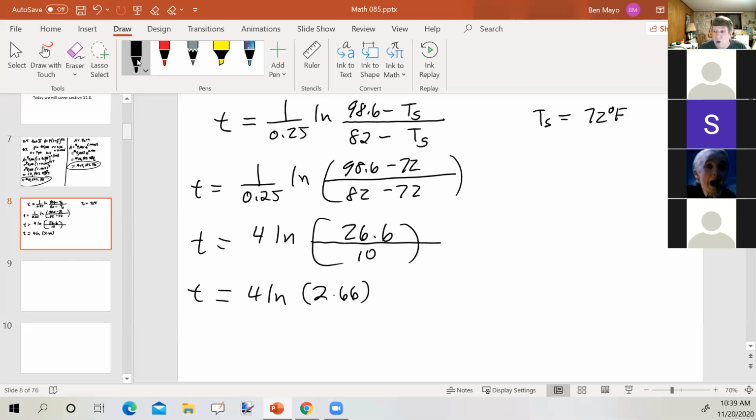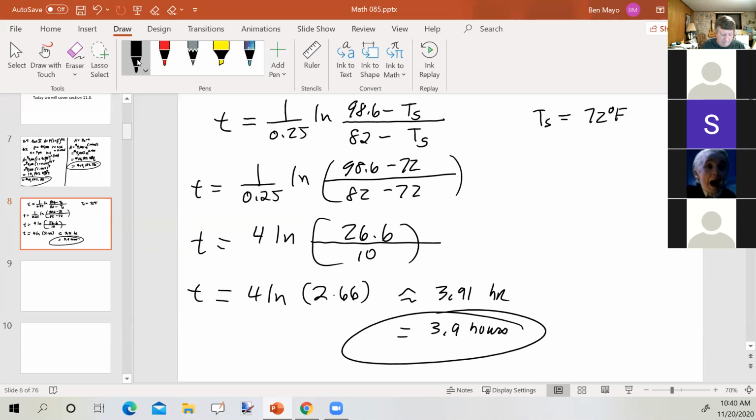Now, understand, we could put all this in the calculator initially without doing any simplification, but it just seemed nice and easy to do. So 4 times the natural log of 2.66 is going to be approximately 3.91 hours. The problem said to round to 1 decimal place, so 3.9 hours. So the victim had been dead for almost 4 hours.